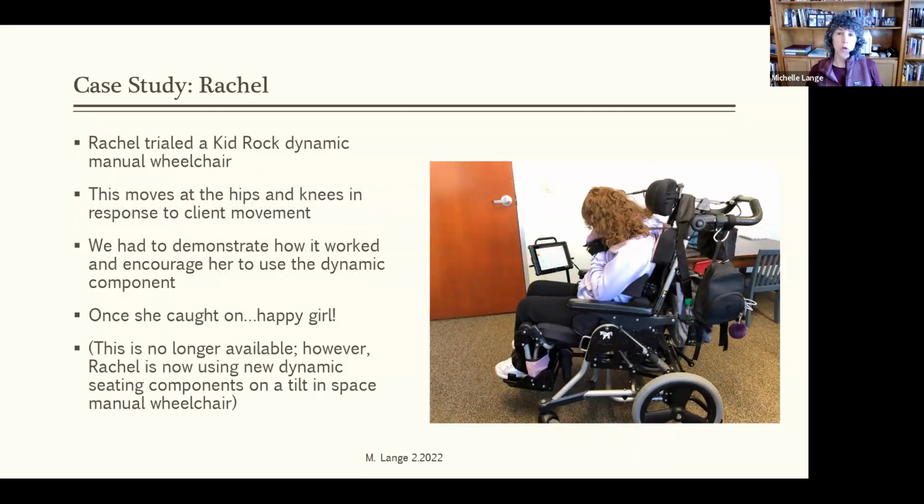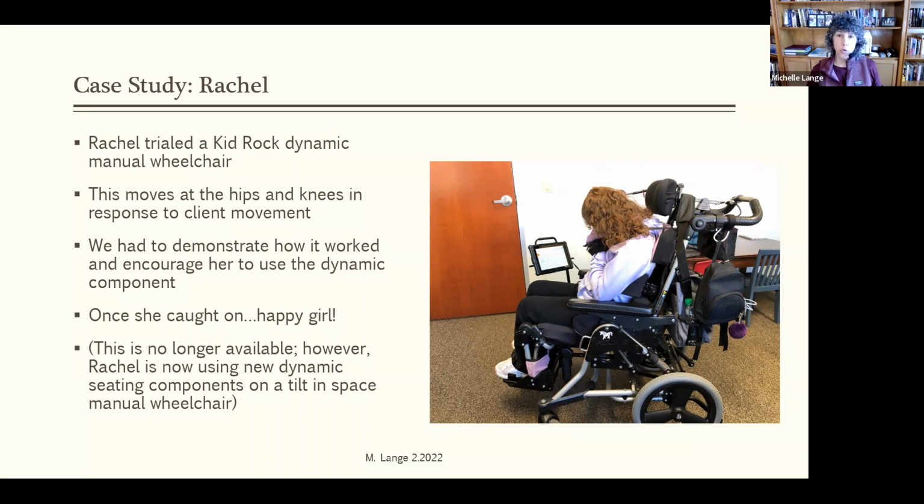Now, at the time, there was a dynamic wheelchair called the Kid Rock. It is not available anymore. And Rachel, as you could see on the last part of this slide, now has dynamic seating on a more traditional tilt and space chair. But she trialed this Kid Rock chair. We wanted to know if it would work for her before we went ahead and recommended it.